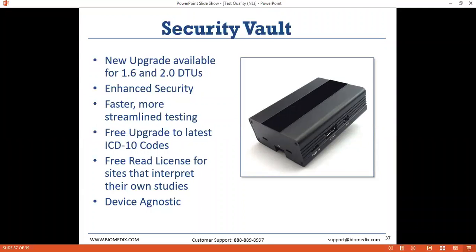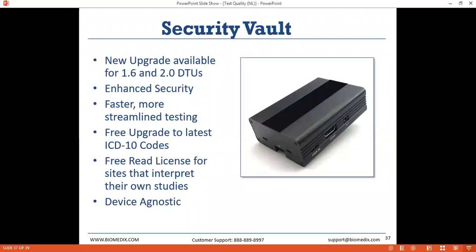I know operating on those 10-year-old ICD-9 codes in some cases can cause a lot of headache for a lot of people. It also, for sites that want to read their own studies, provides a free read license. Typically, that is something that you would pay for, and that gets omitted in a situation where you own or have purchased a Security Vault. And it makes your testing device agnostic.